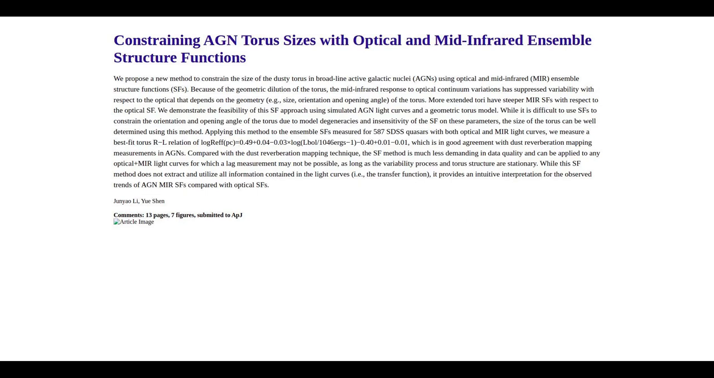Next article. Constraining AGN torus sizes with optical and mid-infrared ensemble structure functions. We propose a new method to constrain the size of the dusty torus in broad-line active galactic nuclei using optical and mid-infrared ensemble structure functions. Because of the geometric dilution of the torus, the mid-infrared response to optical continuum variations has suppressed variability with respect to the optical that depends on the geometry of the torus. More extended tori have steeper mid-infrared SFs with respect to the optical SF.